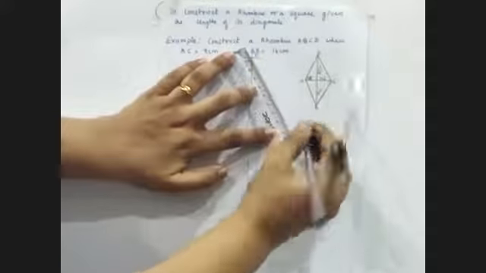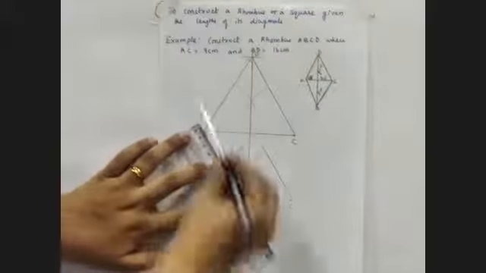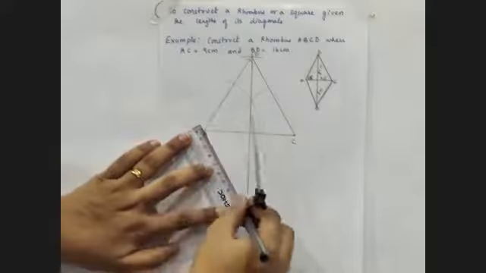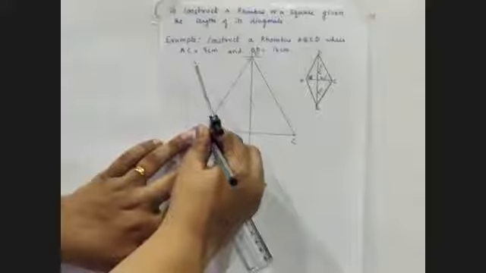Similarly, in the case of a square, the diagonals are the same. So BD will also be 9 centimeters. So it will be 3 centimeter above and 3 centimeter below, right? So the same steps you have to follow.